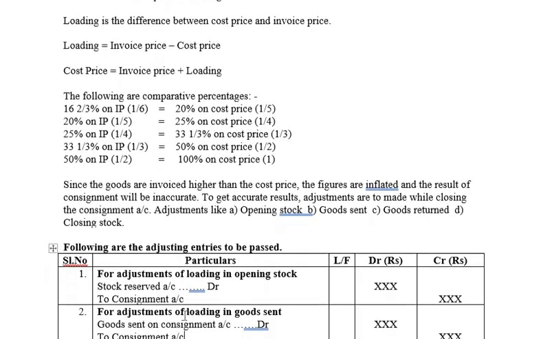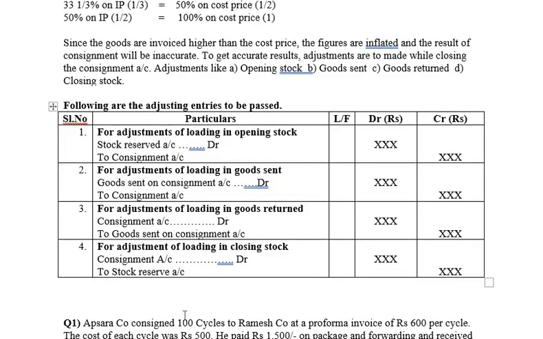Now these are the following entries to be passed. What entries will he pass for adjustment of loading in case of opening stock? So what is the journal entry? Stock reserve account debit to consignment account, for adjustment of loading in opening stock. You will understand the journal entries better when I solve a particular problem. So for adjustment of loading in opening stock, the journal entry passed is stock reserve account debit to consignment account.